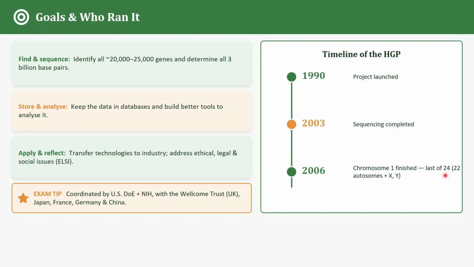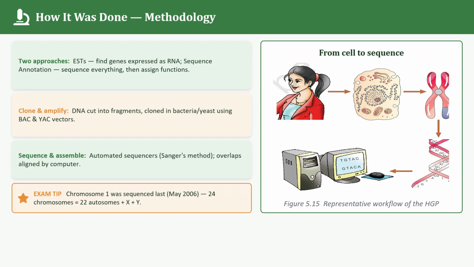So what are these 24 chromosomes? It is nothing but 22 autosomes and the X chromosome and Y chromosome. So next we are going to see how it was done, and we are going to learn the methodology. This is the most important topic in this chapter.